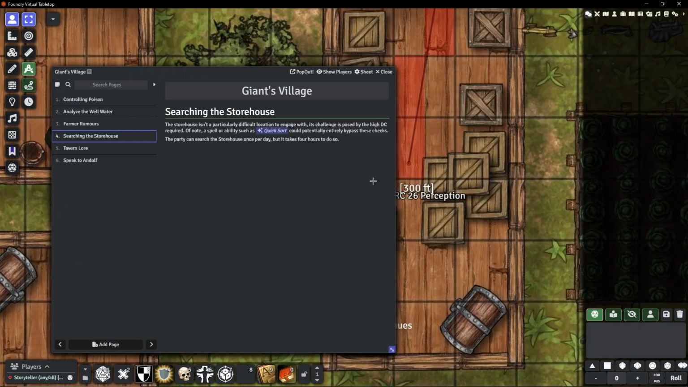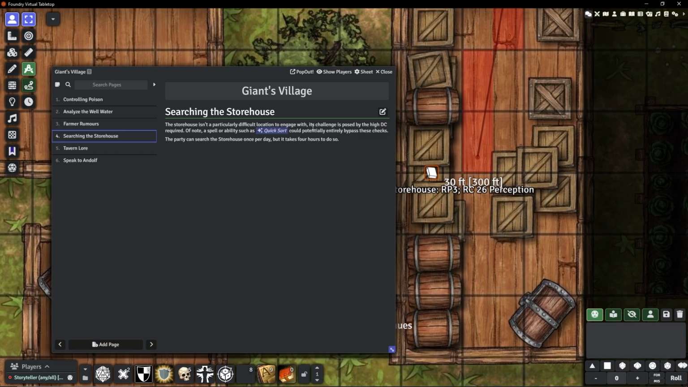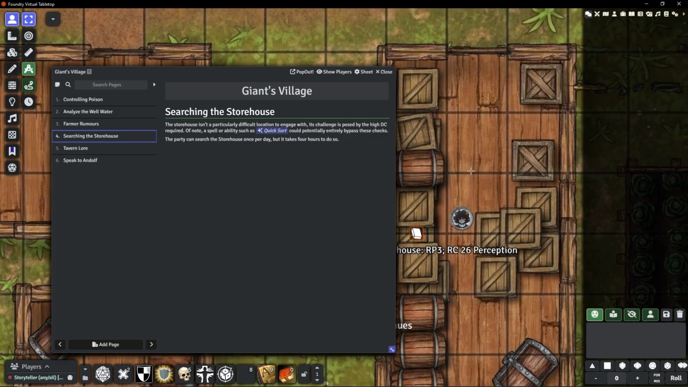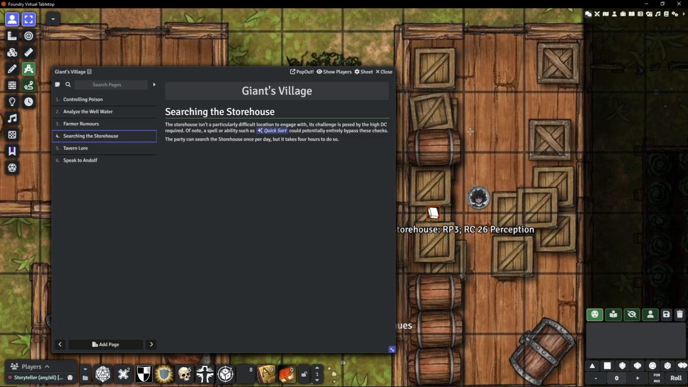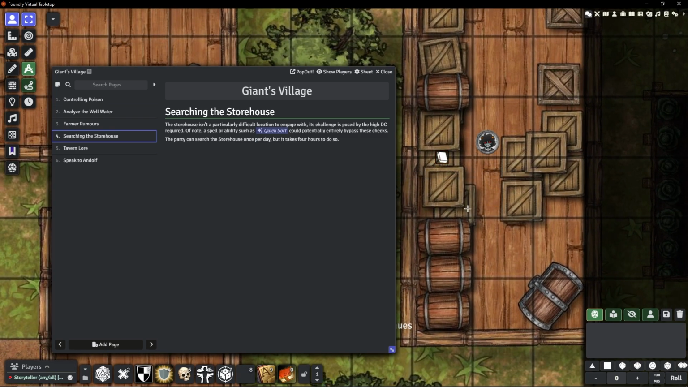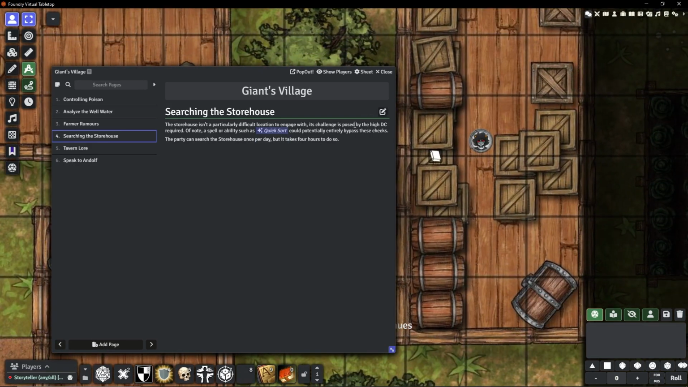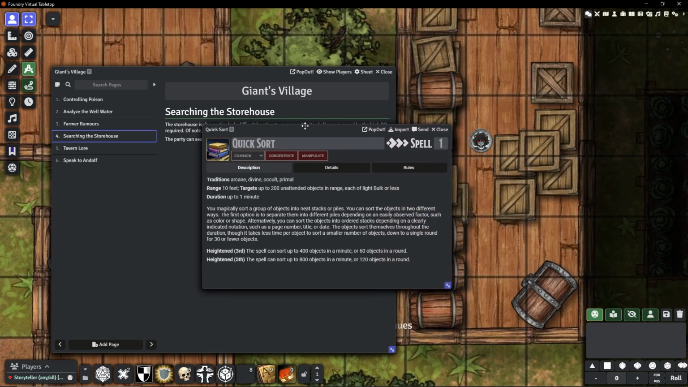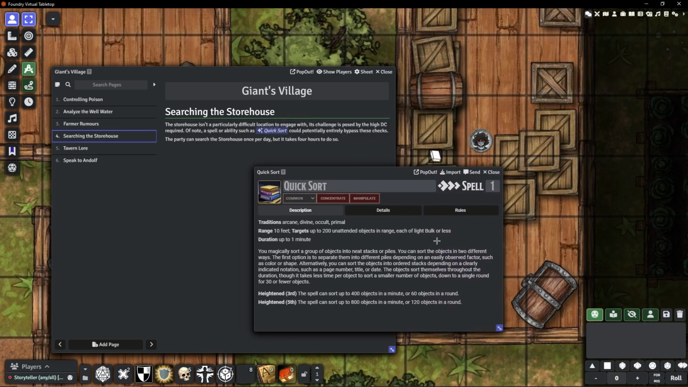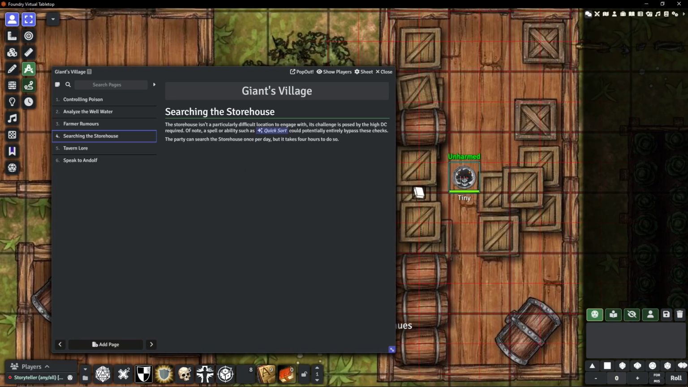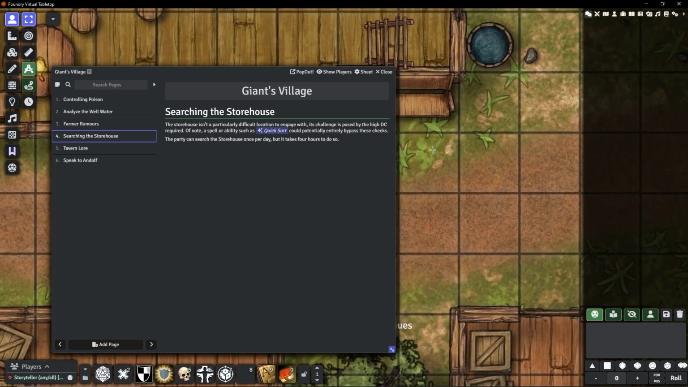When Tiny arrives in the storehouse, he finds that it isn't a particularly difficult location to sift through, but because of just how many things are in this giant village's storehouse, it's incredibly hard to find anything. And he resolves to ask Arik later to utilize some magic, specifically the quick sort spell he thinks would be useful here to try and find things, but he digs around and will fail to find anything.